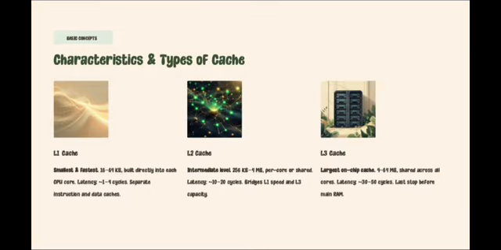Characteristics and types of cache. Cache memory has three main levels. L1 cache is the smallest and fastest, located inside the CPU core. L2 cache is slightly larger and slower, acting as a bridge. L3 cache is the largest and shared among cores but slower compared to L1 and L2. Each level helps improve performance by storing important data.